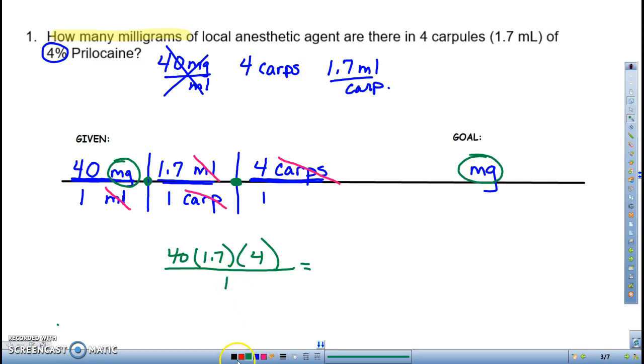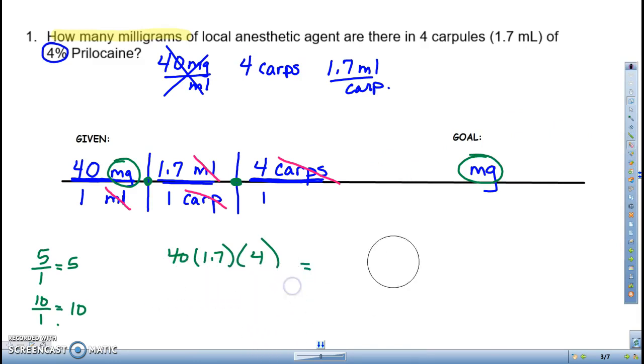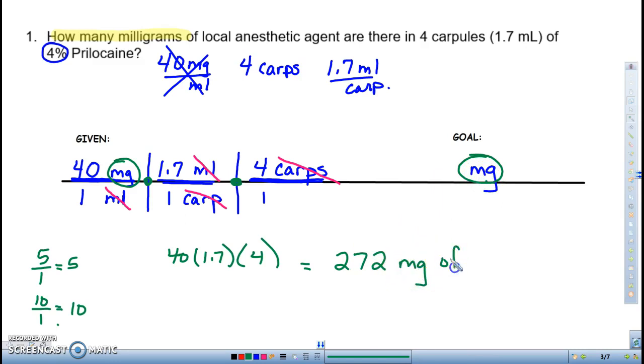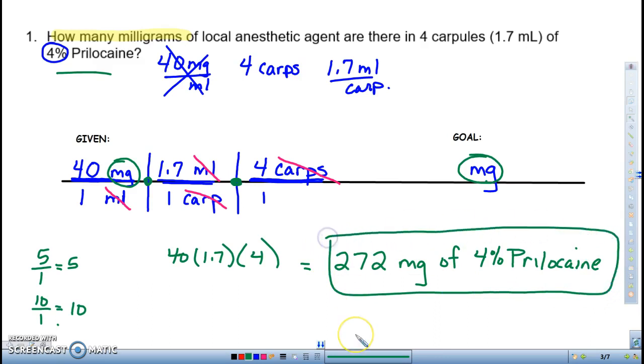Get my pen. And anytime you have a number over 1, for instance, like 5 over 1, use your calculator. What's 5 divided by 1? Yeah, you get 5. What's 10 over 1? You get 10. Your denominator of 1 goes invisible. So what I can do is I can just do this, and I'm going to be multiplying these three numbers together. So when I did that, I got 272, and what's the units? Yeah, milligrams of what? This stuff here. 4% prilocaine. Okay?